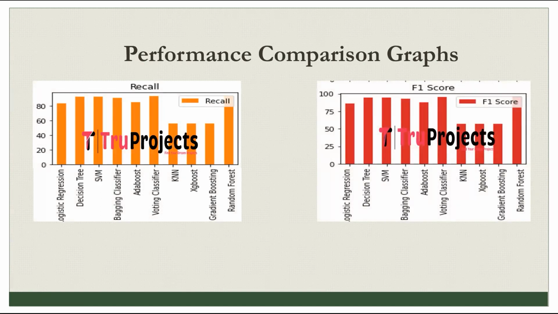F1 score is the harmonic mean of precision and recall, offering a balanced measure that considers both false positives and false negatives, making it suitable for imbalanced datasets. The algorithm which performs well among all these metrics will be used for final prediction and deployment in the front end. As random forest is performing well among all the metrics, it is used for final prediction and deploying in the front end.